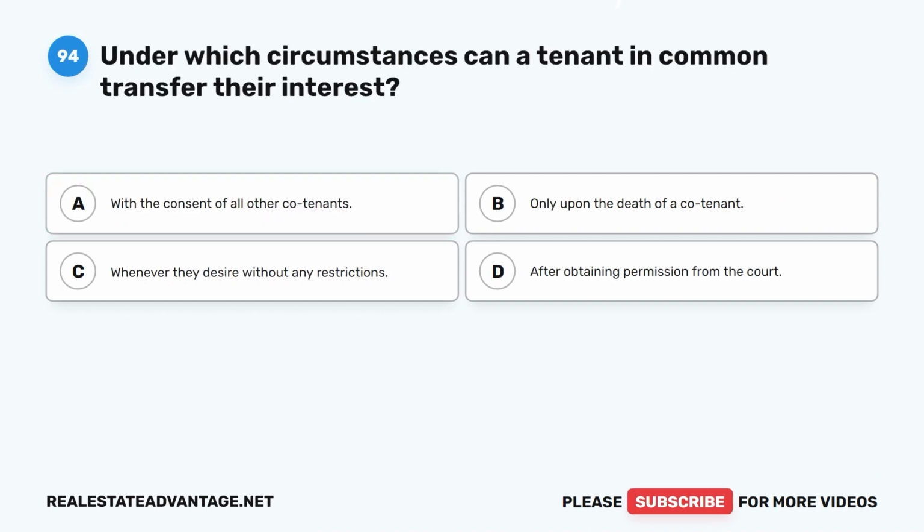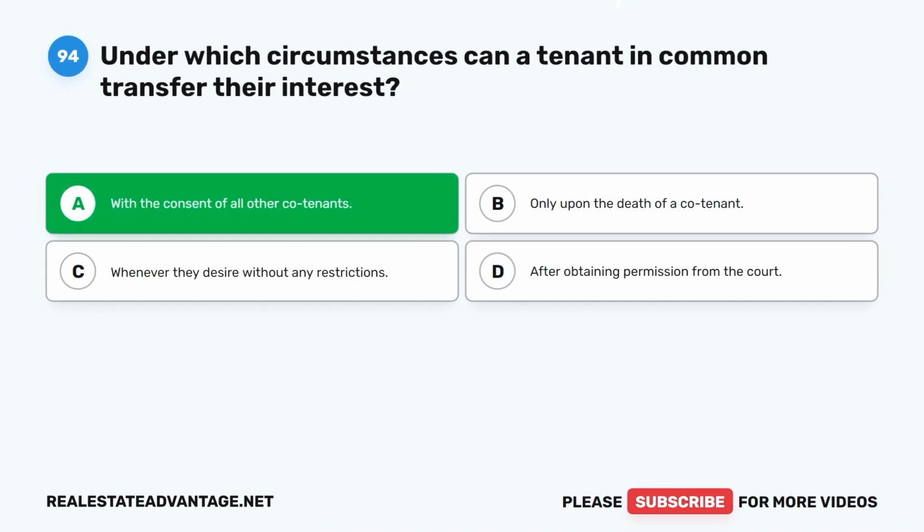Question 94. Under which circumstances can a tenant in common transfer their interest? A. With the consent of all other co-tenants. B. Only upon the death of a co-tenant. C. Whenever they desire without any restrictions. D. After obtaining permission from the court.